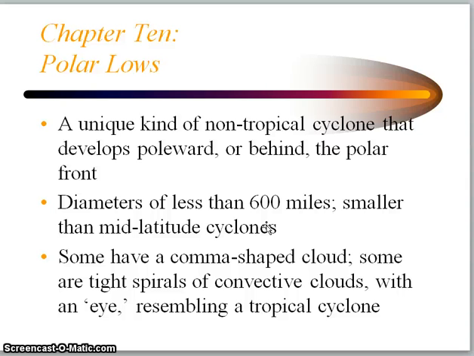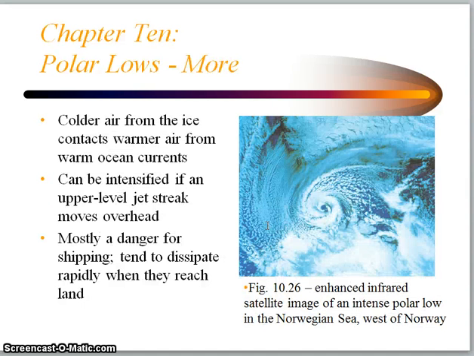A polar low, we won't spend a lot of time on this, is a unique kind of non-tropical cyclone that develops poleward or behind the polar front. Even though the diameters are less than 600 miles, they can have intense winds, and satellite images show these intense eye-looking cloud masses with spirals around them, almost looking like a hurricane, but it's not a hurricane because hurricanes are tropical cyclones, which we'll explore in a future chapter. So here is a picture of an intense polar low in the Norwegian Sea west of Norway.